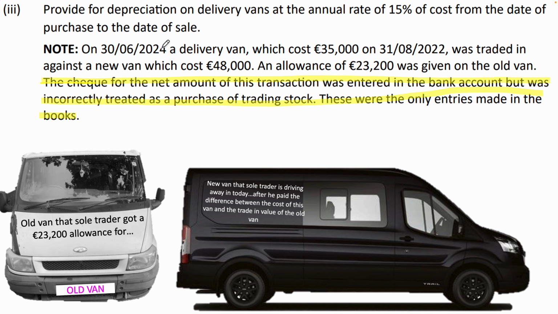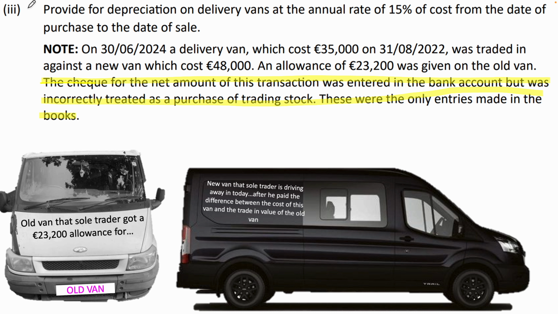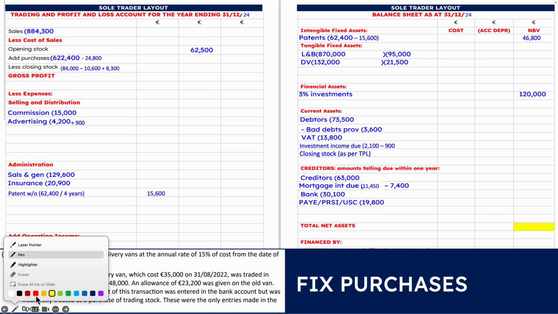Okay, so what they're asking us to do in the first sentence is to just depreciate vans for the year. So we'll do that. But then they're telling us that they traded in their old van for 23,200 and then drove out in their new van, which cost 48. But the bookkeeper noted that the amount that they paid for the new van was incorrectly treated as purchases. So we need to fix purchases first. So let's have a look and see how we're going to do that.